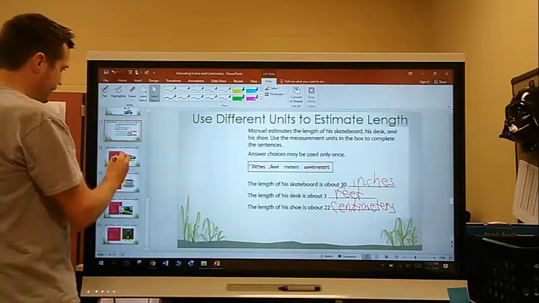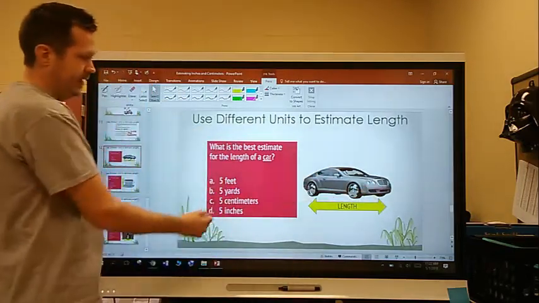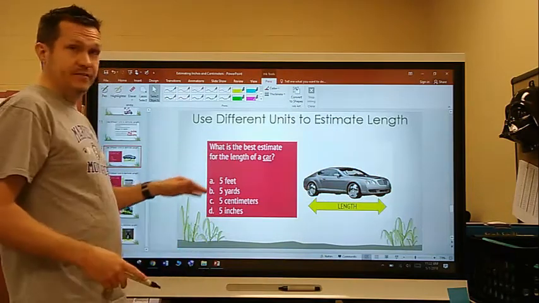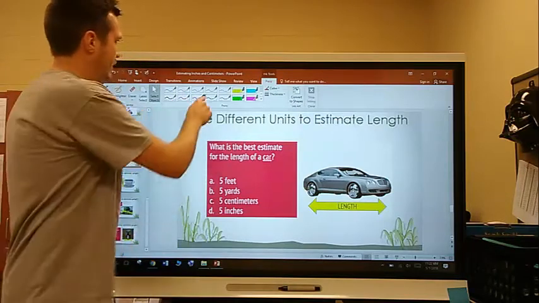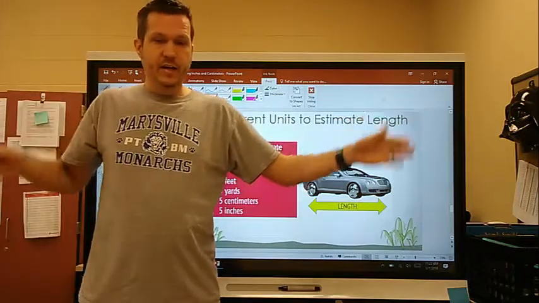All right, let's go to the next one. So here we have a car. We're going to estimate the length of a car. Which one of these makes the most sense for estimation? The length of a car. 5 feet? 5 of these? Well, that's pretty small. It wouldn't be that. 5 yards? Would it be about 5 door lengths?